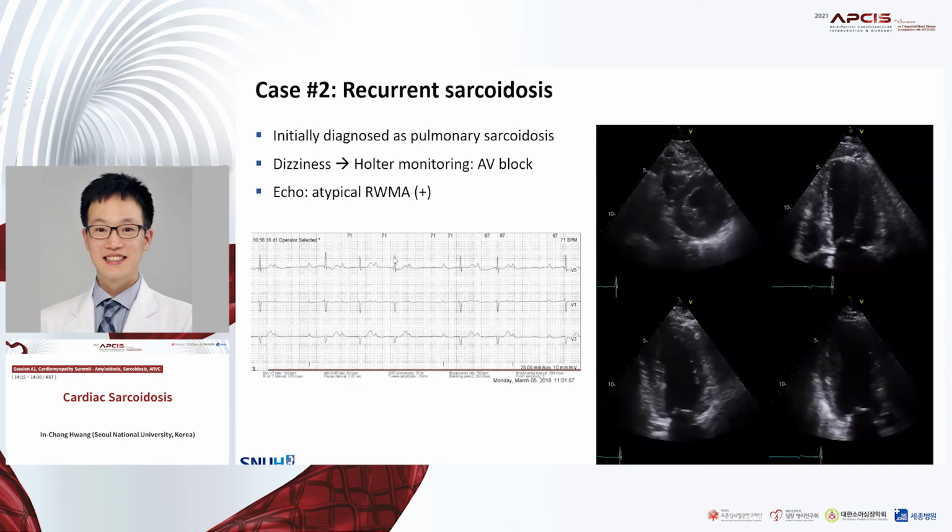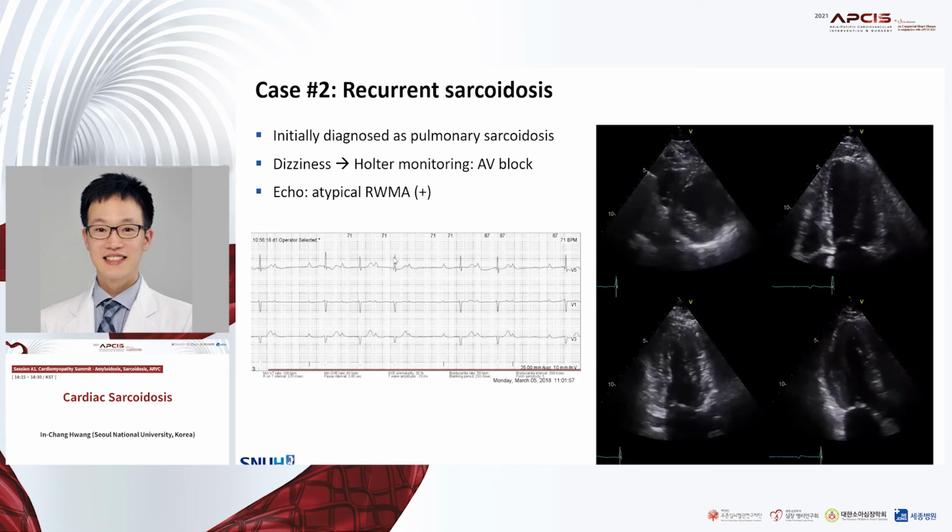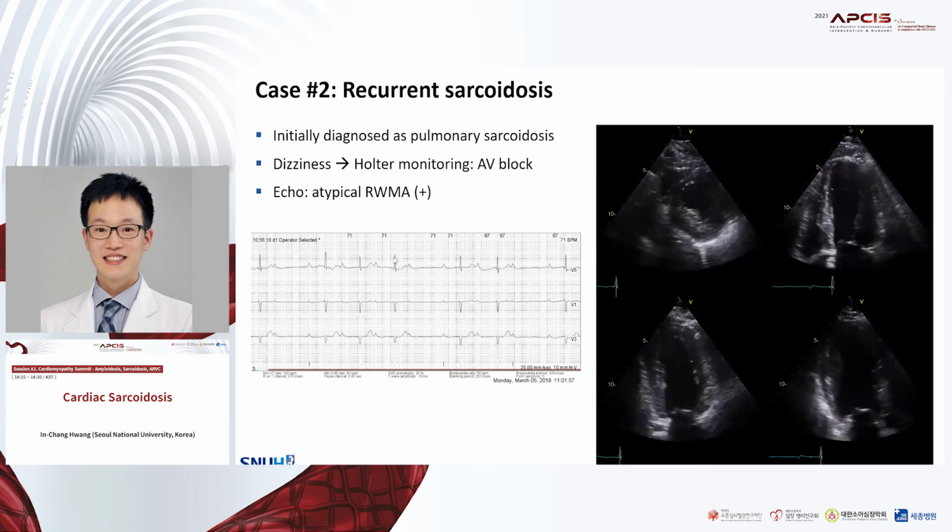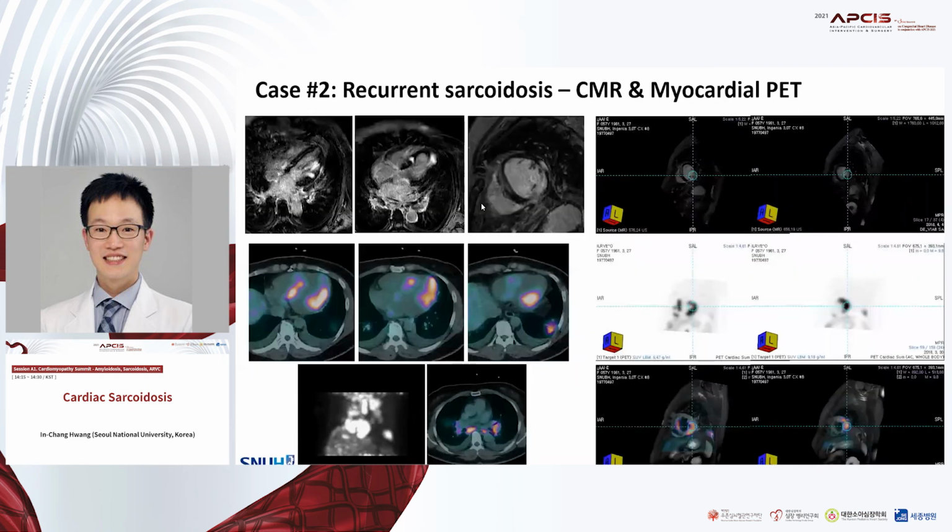So I'll show you another case who shows the typical clinical course of sarcoidosis. She presented with pulmonary sarcoidosis, and we found high degree AV block. And the echocardiography showed atypical regional wall motion abnormalities, and the coronary arteries were normal. The cardiac MR and PET scan showed myocardial fibrosis at the exact point where the regional wall motion abnormalities were detected. And in those segments, we also found increased FDG uptake, which means the active myocardial inflammation.